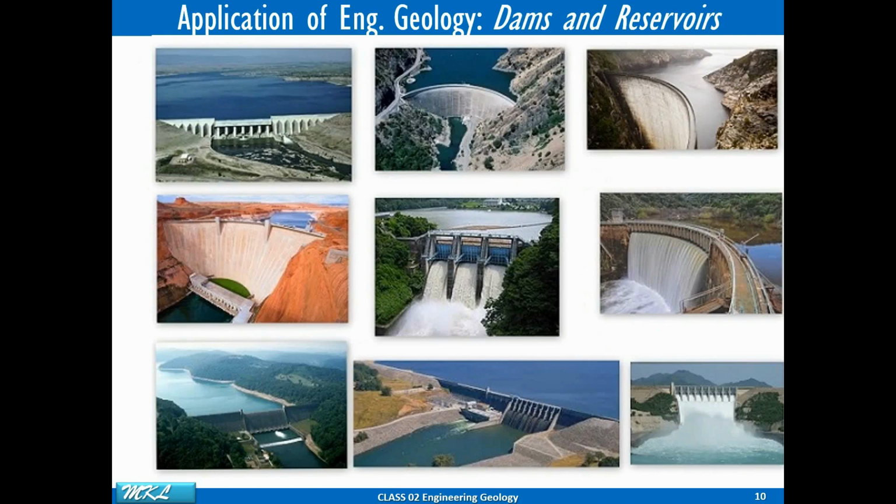Now these are some photographs of dams, okay. Among which this one you might know. ये क्या है, कौन सा डैम है, मालूम है? Did anyone know? किसी को मालूम है कि इस डैम का नाम क्या है? मुझे कल बताना.